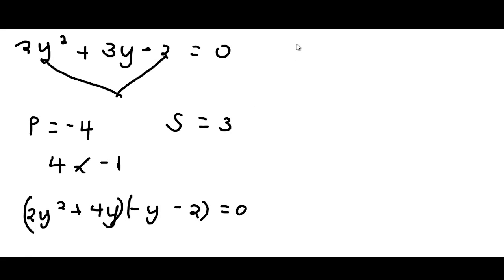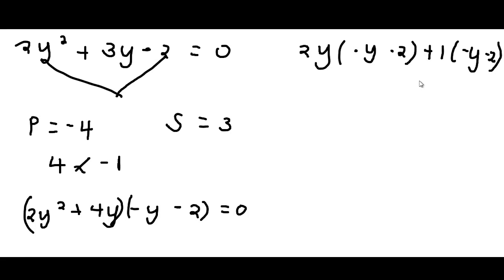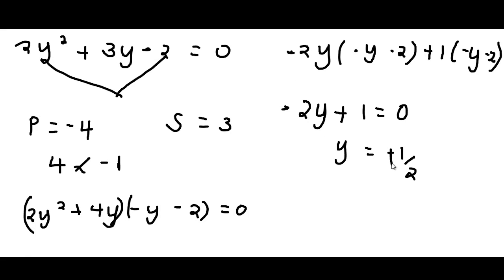So it will be 2y(y plus 2) minus 1(y plus 2). So 2y minus 1 equals 0, which means our y will be a half. This should be a negative here, so this is a positive. And y plus 2 equals 0, so the value of y should be negative 2.